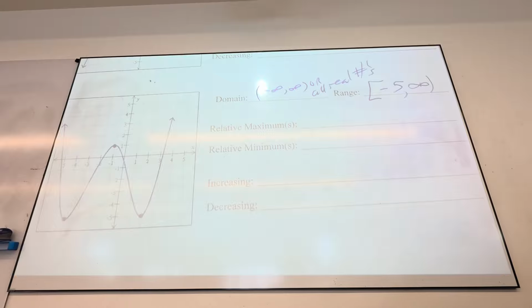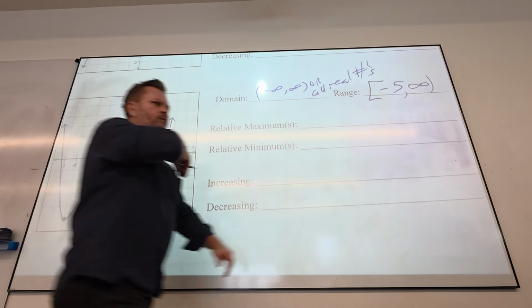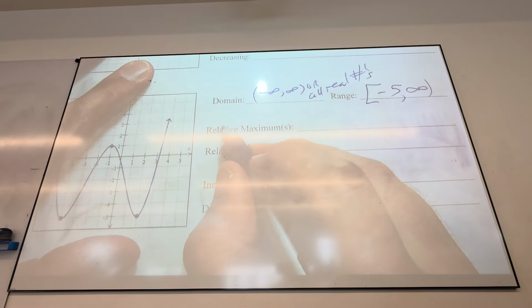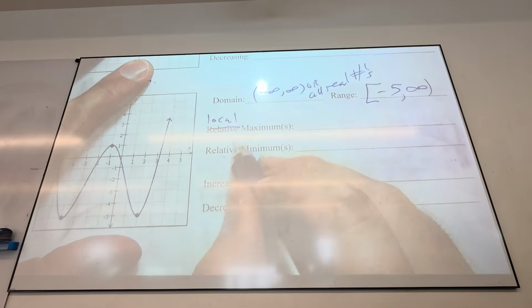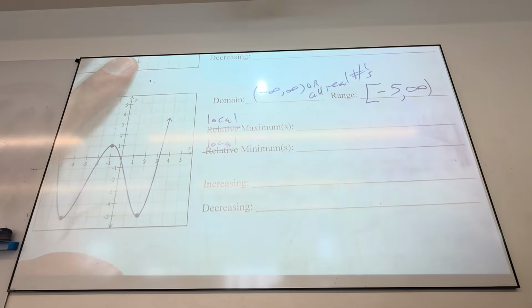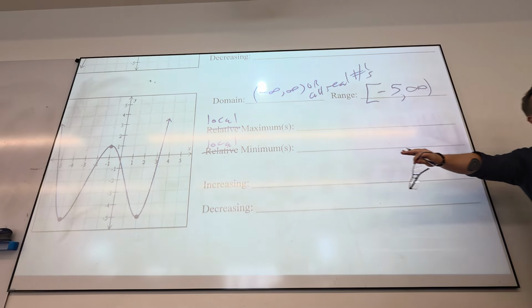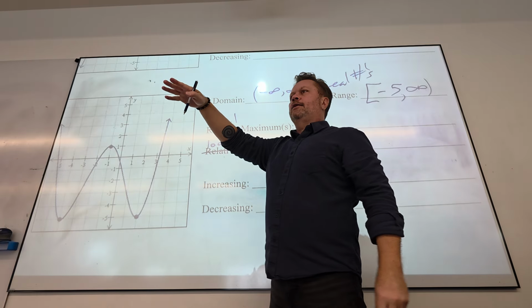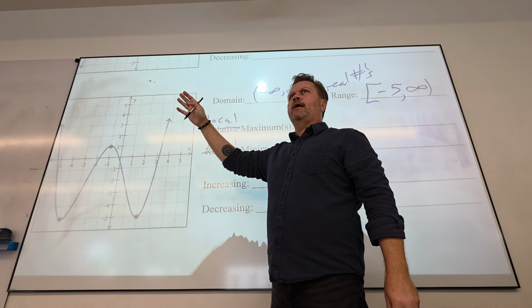So if I said, what's the next two, the word relative is also another word for local. So I normally use the word local. Relative really just means local. We use the word relative because it means relative to the immediate surroundings. The local max, we just said. What's the local maximum value?